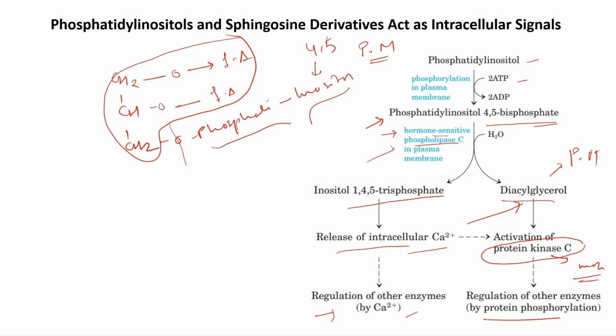And also along with diacylglycerol, it activates protein kinase C. As the name suggests, protein kinase means it phosphorylates other proteins or enzymes or any other molecule. When any protein or molecule gets phosphorylated, it becomes activated. Hence, it continues the signal process.